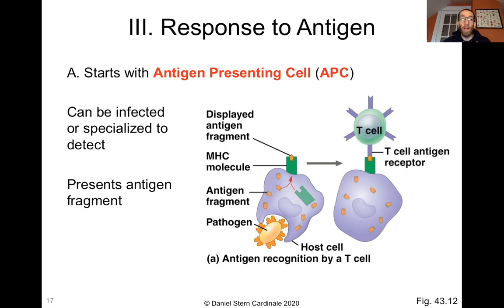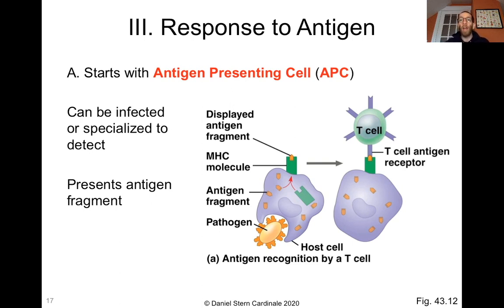APCs can be cells that are infected with a specific pathogen, or they could be cells that are specialized to detect pathogens. In either case, they're going to detect that a pathogen is present and then show what's called the antigen fragment, a little piece of that pathogen. They have a specific protein, you don't need to know what it's called, but think about it like a flagpole. And they can take this antigen and put it up on the flagpole and be like, hey, look at this thing I found. Everyone should be aware that I found this antigen. So these are antigen-presenting cells.